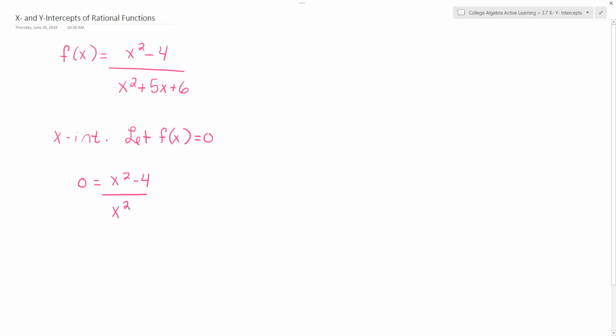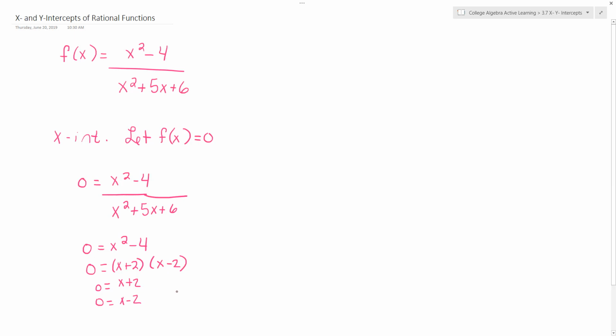Now, a fraction is equal to 0 when the numerator is set equal to 0, so you want to remember that. In this case, if we're trying to find the x-intercept, we're going to set our numerator equal to 0 and solve for x. So x squared minus 4 equals 0. We already know that x squared minus 4 factors as x plus 2 and x minus 2. For that product to equal 0, either x plus 2 equals 0 or x minus 2 equals 0.